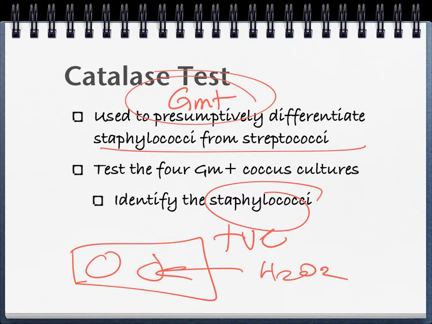And on there we have at least one staph, at least one strep. Out of the staph, one of them is Staph aureus. How do I determine which one is Staph aureus?